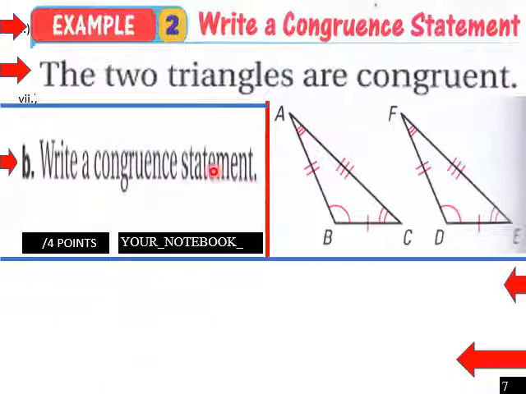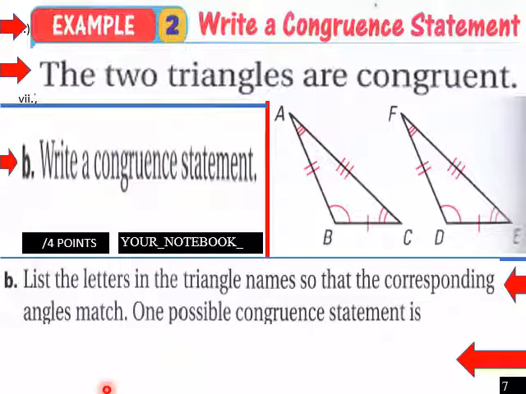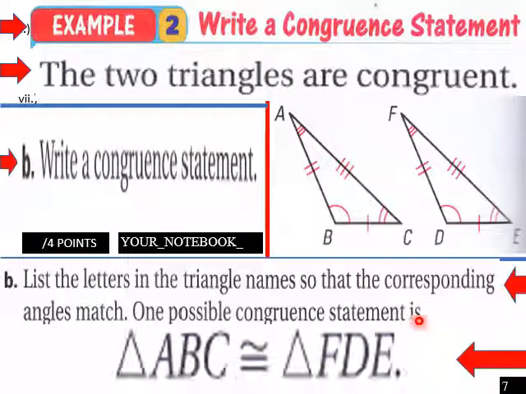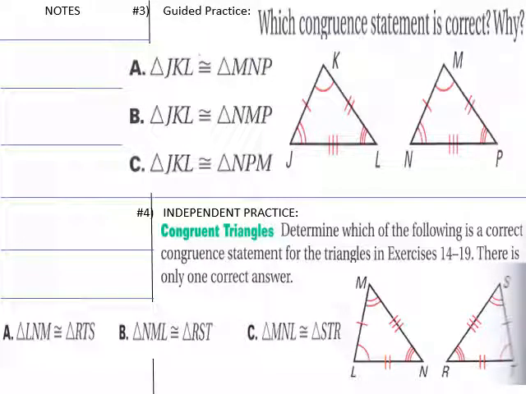Write a congruent statement. So this would be the writing of it. List the letters in the triangle's name so the corresponding angles match. One possible congruent statement is triangle ABC is congruent to FDE. So that would be one way to do it quickly. That would imply all of that. Which congruent statement is correct? This is the guided practice.